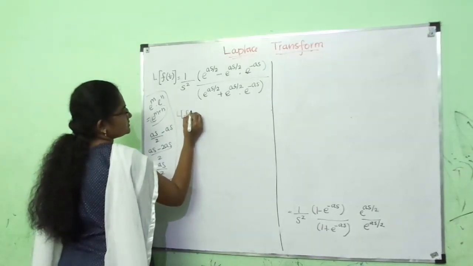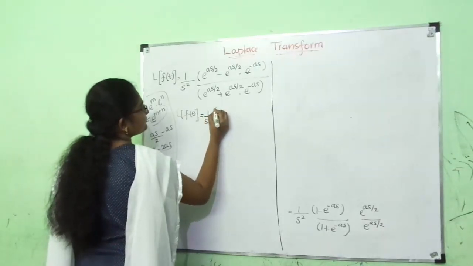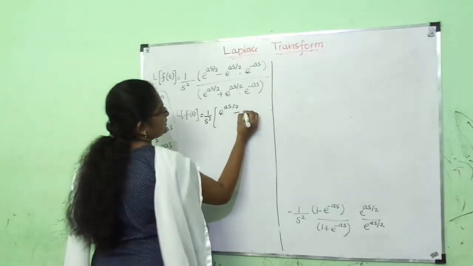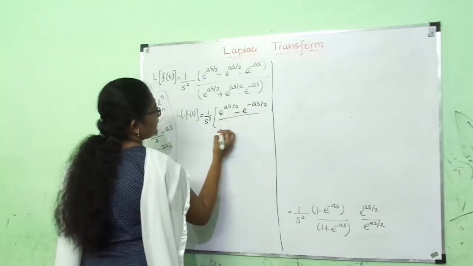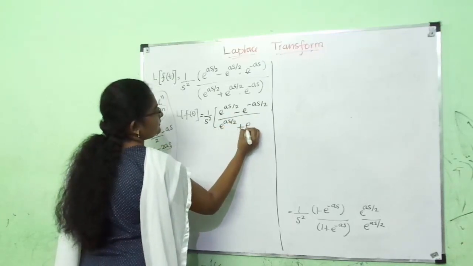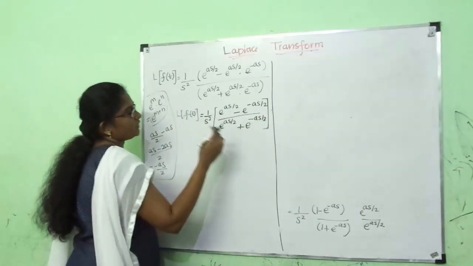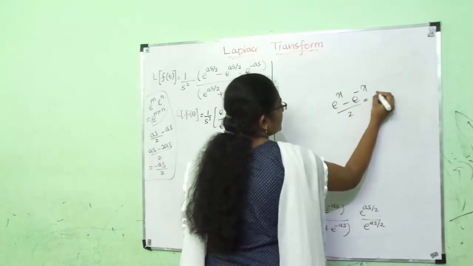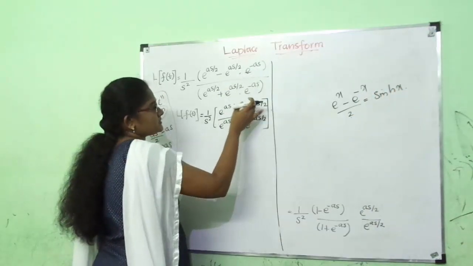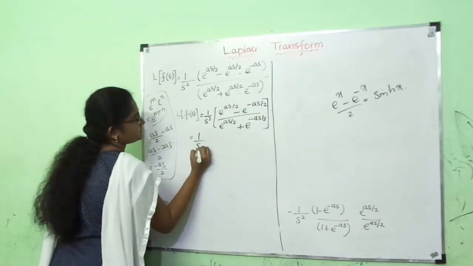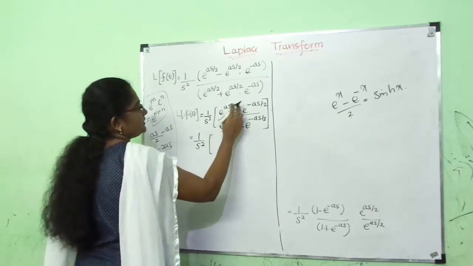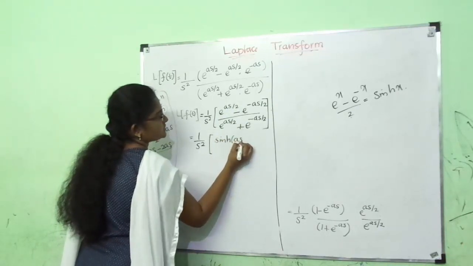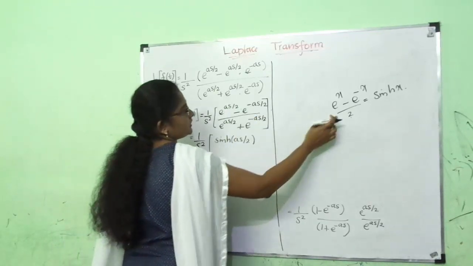L of f of t is equal to 1 by s square into e power as by 2 minus e power minus as by 2 divided by e power as by 2 plus e power minus as by 2. And this is of the form, we know that e power x minus e power minus x by 2 is sinh x. So we can replace sinh x in this place. 1 by s square into, in the place of x you have as by 2. So sinh, in the place of x you have as by 2, and this 2 goes there.